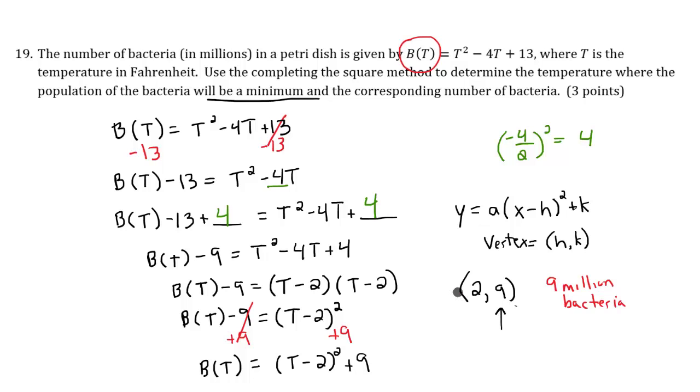But what about the 2? Well, the 2 is where the x is, and in this problem my t took the place of x, and it looks like t represented, it says, where t is the temperature in Fahrenheit. So our temperature is going to be 2 degrees Fahrenheit. So at 2 degrees Fahrenheit, we're going to have 9 million bacteria.